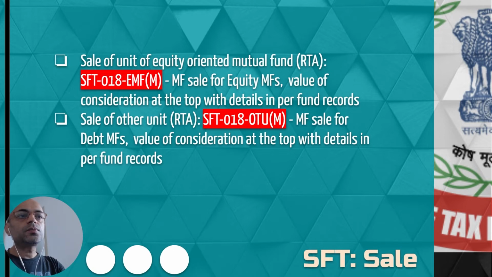SFT018 OTU will include the non-ETF, which is the debt MFs that you have sold through your mutual fund house. At the top, it will have the value of consideration, that is the total sale value, with details in the sub-records.